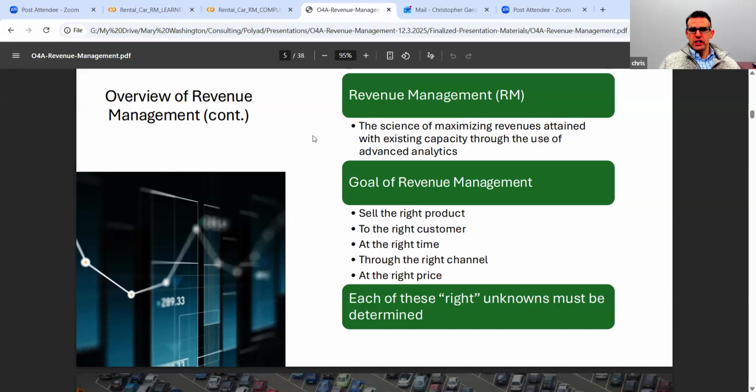So when we talk about revenue management, the goal basically is to sell the right product to the right customer at the right time, through the right channel, at the right price. So again, we have lots of rights. You can see there's a lot of different things that have to be coordinated, lots of things that have to be found out, the right quantity, and basically worked out in tandem. Each of these rights is an unknown. The right product, the right price, the right customer, the right channel, all these things are unknown and have to be determined.